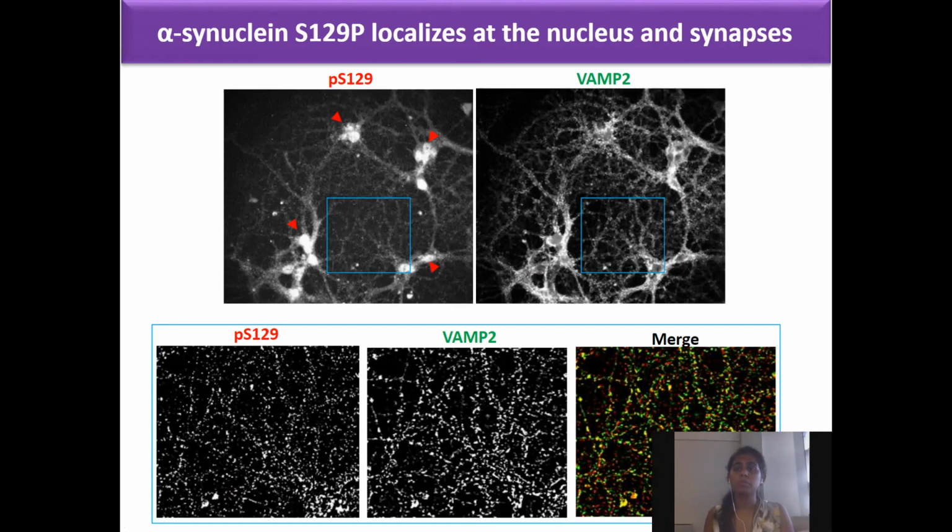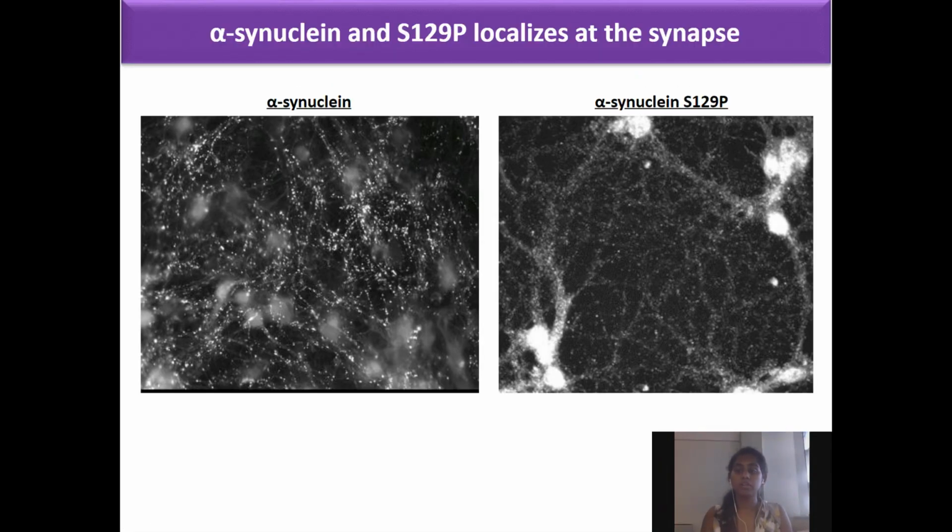So now that we know that both alpha-synuclein and phosphosynuclein are localized at the synapse, and we know that alpha-synuclein functions at the synapse, and we and others have shown that the abundance of alpha-synuclein at the synapse directly correlates to its function, does this specific phosphorylation event alter alpha-synuclein's abundance at the synapse?